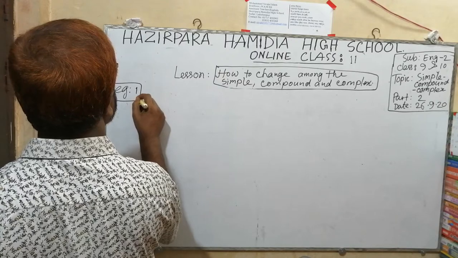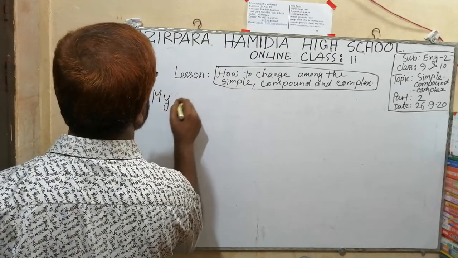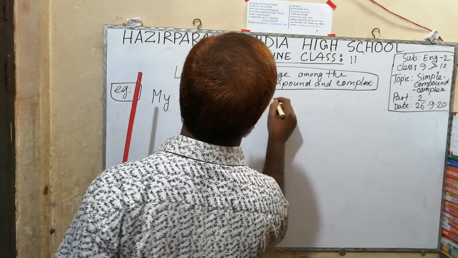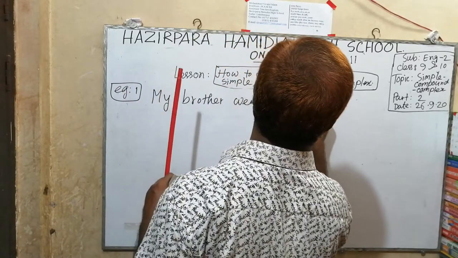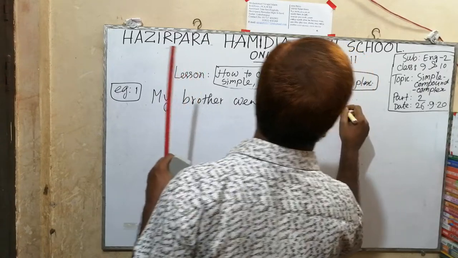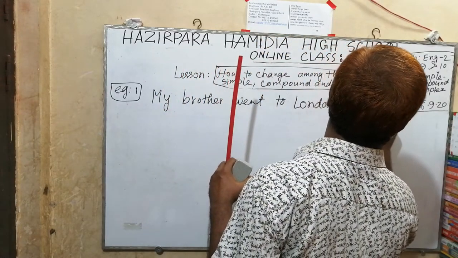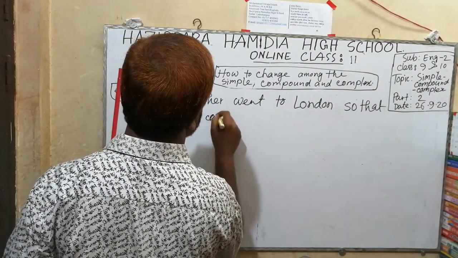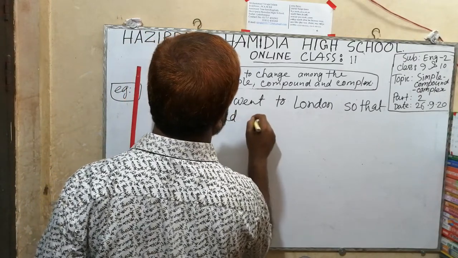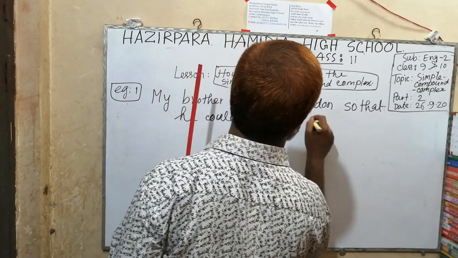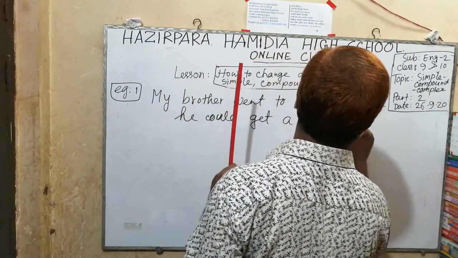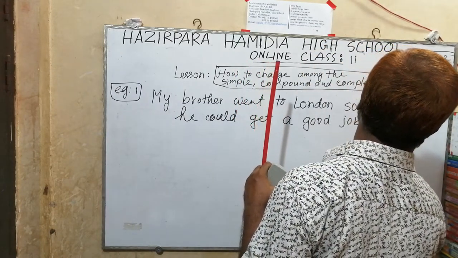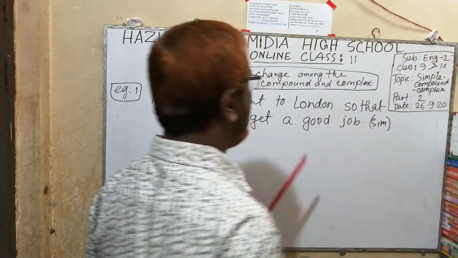Example 1. My brother went to London so that he could get a good job. Simple.